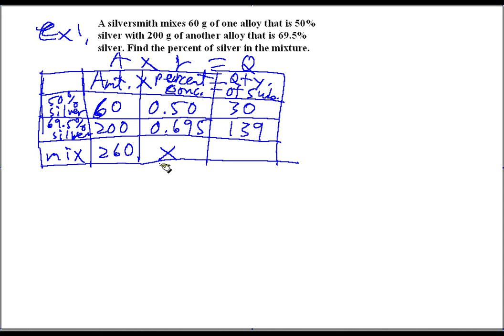All right, and 260 times x. Again, the last column is a product of the previous two columns. That'll be 260x. Again, that's the total quantity of silver here. We get out of it what we put into it. So therefore, 30 plus 139 is equal to 260x.